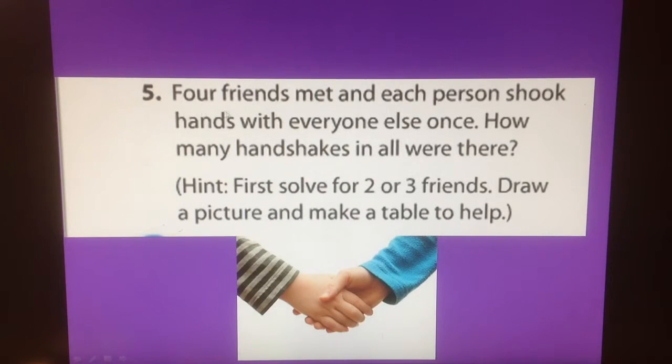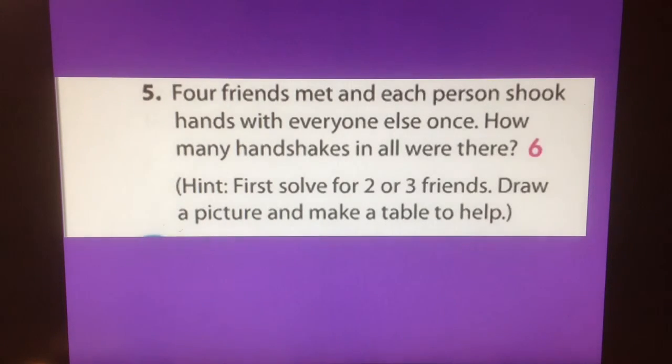Okay, a different kind of question. 4 friends met and each person shook hands with everyone else once. How many handshakes in all were there? So they suggest solving for 2 or 3 friends, drawing a picture, making a table. Pause the video to work this problem out on your paper. Altogether there were 6 handshakes. It's up on the screen now. So we worked through this problem as a class.